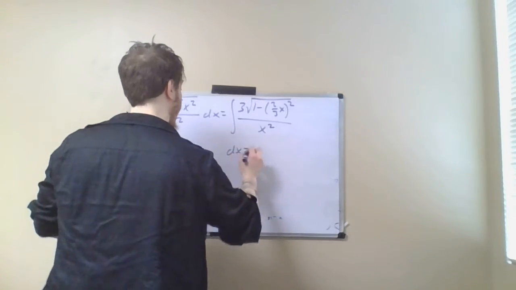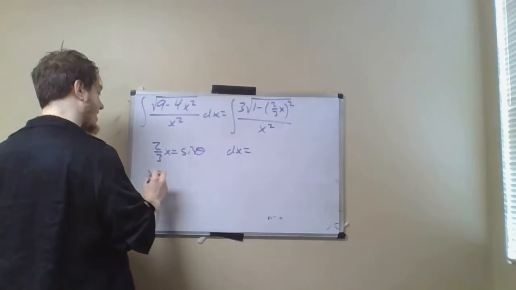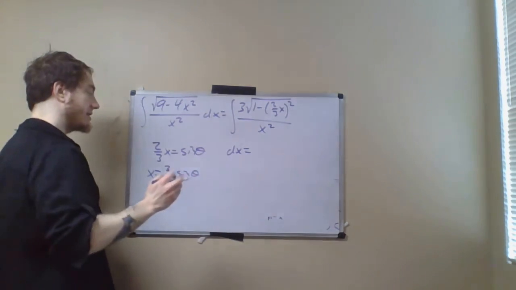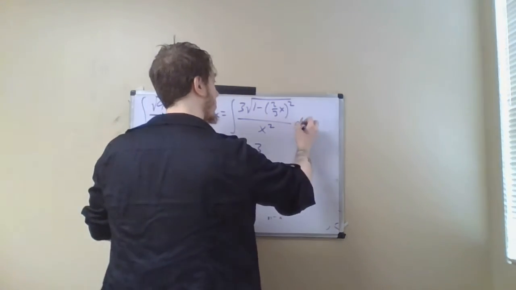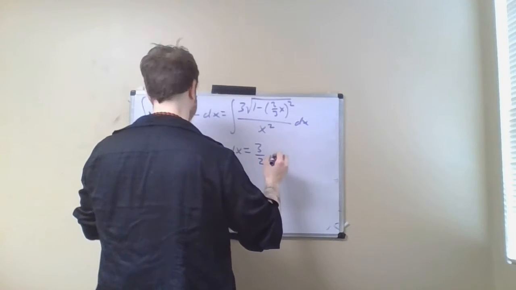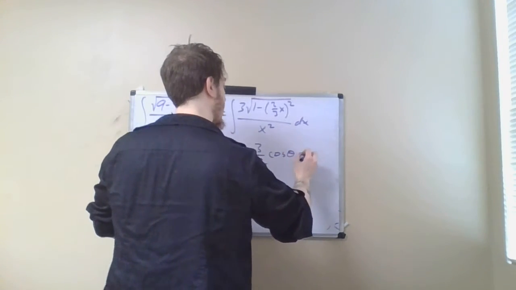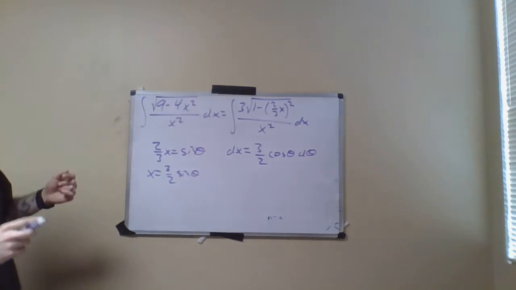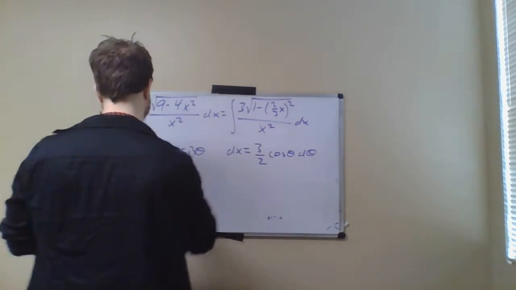Then one thing we can say is that x is 3/2 sine theta. dx is going to be, whoops, I lost my dx up here, 3/2 cosine theta d theta. Okay, and then what does this whole integral become?